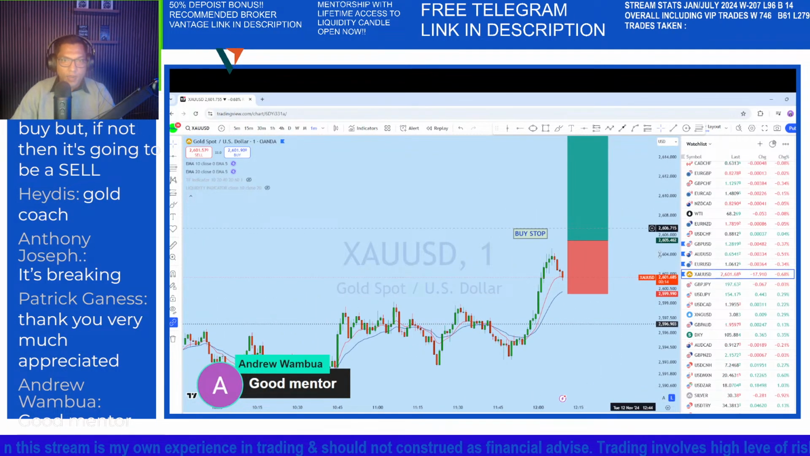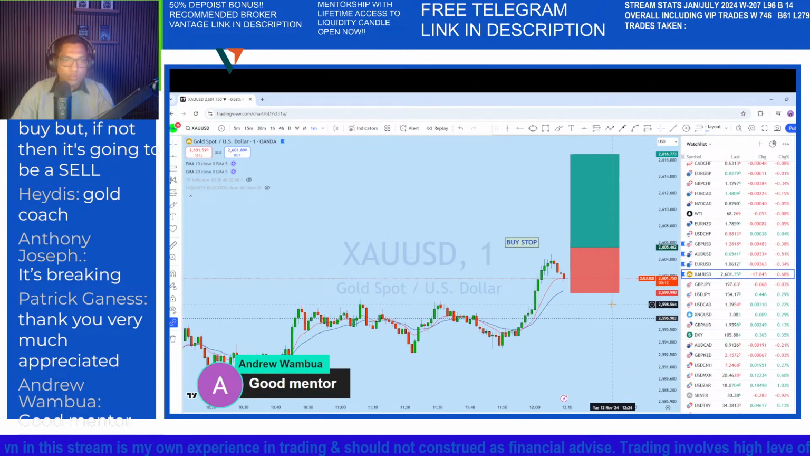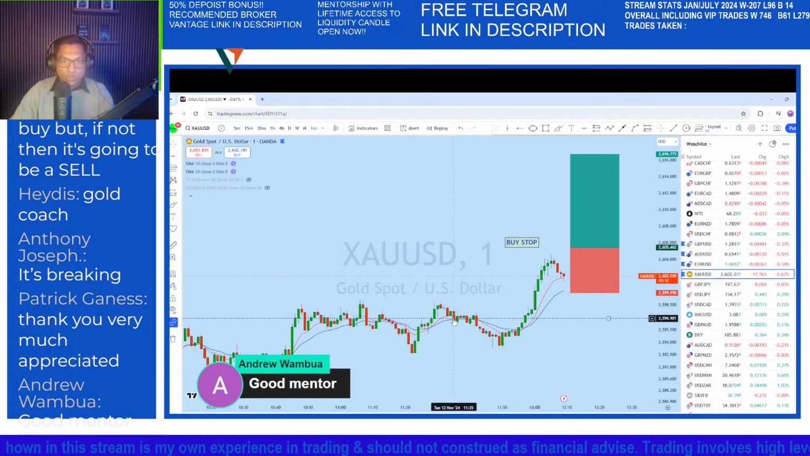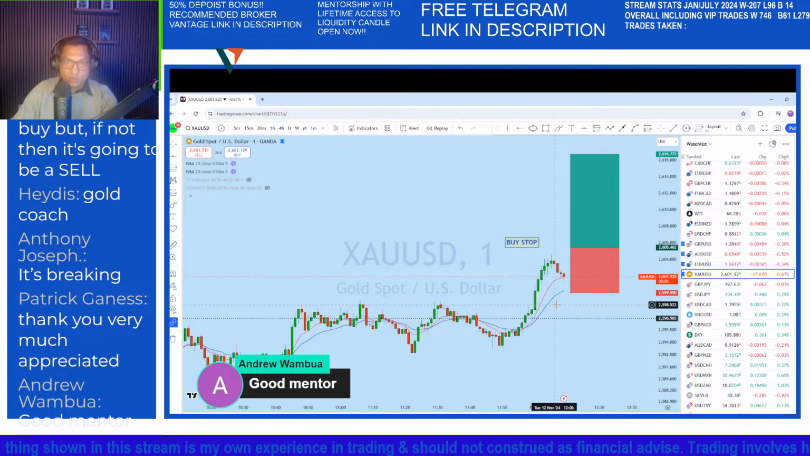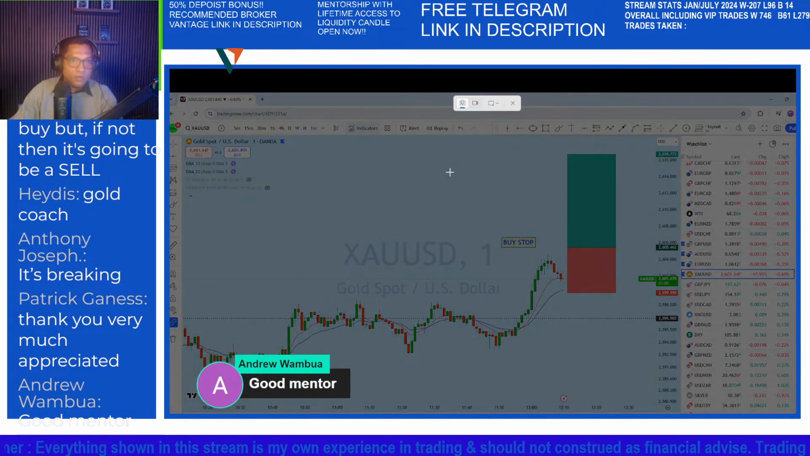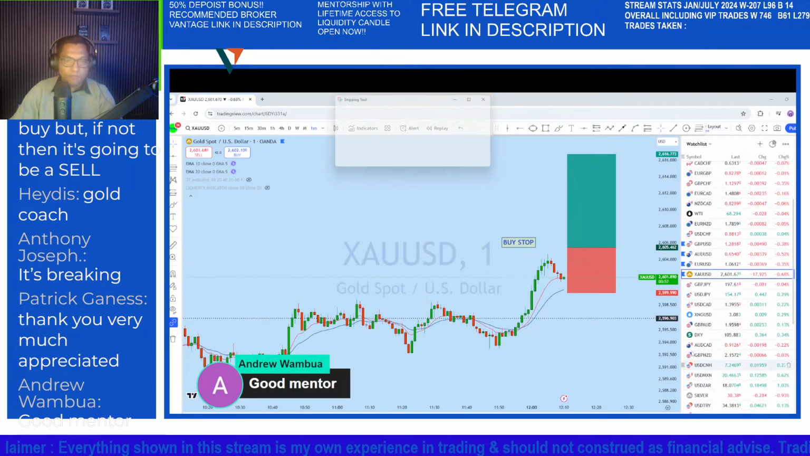So it's a buy stop at 2605.46, stop loss at 2599.99, TP target at 2616.73. Pending order on XAUUSD.